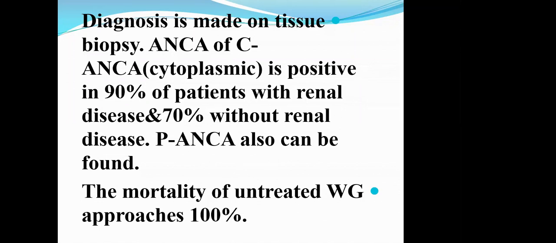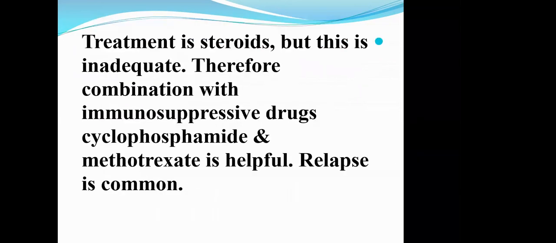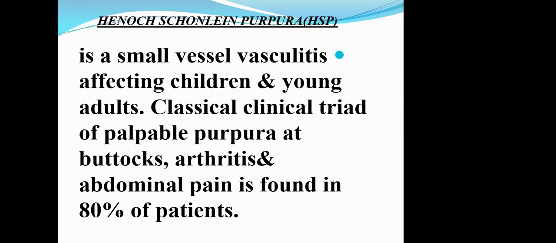Mortality of untreated patients approaches 100% حقيقة لازم نسوي لهم early diagnosis حقيقة because the fatality is high. Treatment is steroids, immunosuppressive drugs, combination immunosuppressive drugs and relapse is very common. Henoch-Schönlein purpura, which is used of pediatric age group and due to involvement of small vessels, is seen حقيقة in children in the adolescents حقيقة.